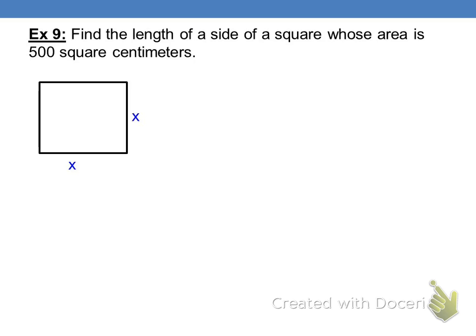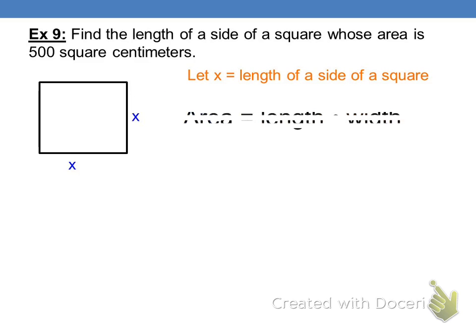Okay. So now we're talking about area of a square. Do you guys know how to find area? Length times width. Now, if it's a square, it would have to be the same. You're multiplying the same number by itself, right? You guys have it a little bit backwards. X times X is X squared. Equals 500.